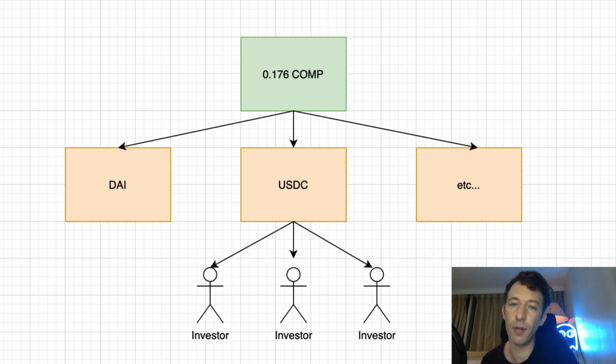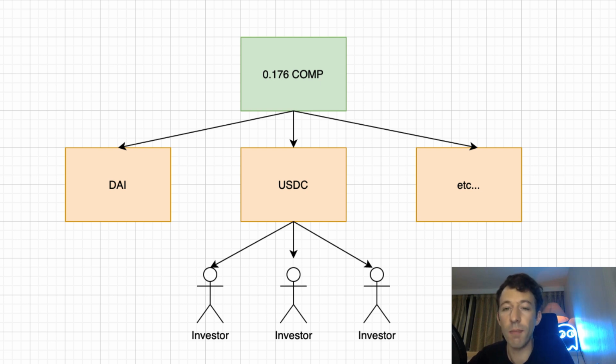So what's the rule for distributing this COMP token? For every block, there are 0.176 COMP tokens distributed for the whole protocol. These are allocated to the different markets of Compound proportionally to their market value, so DAI, USDC, etc. For example, currently DAI is the biggest market, so it's going to get the lion's share of the 0.176 COMP tokens.